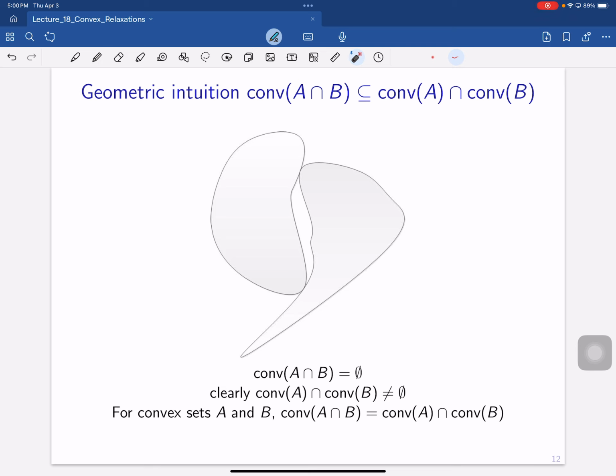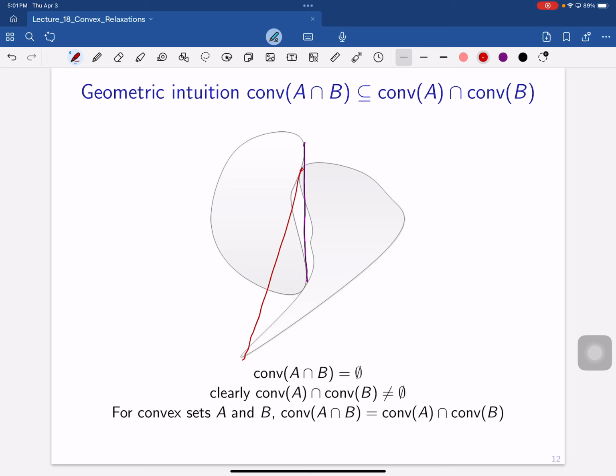But if you consider the convex hull of A intersect with the convex hull of B, right, it will look like something. So the convex hull of A is something like this, right? The convex hull of B is something that looks like this, right? So clearly they have some non-empty intersection.